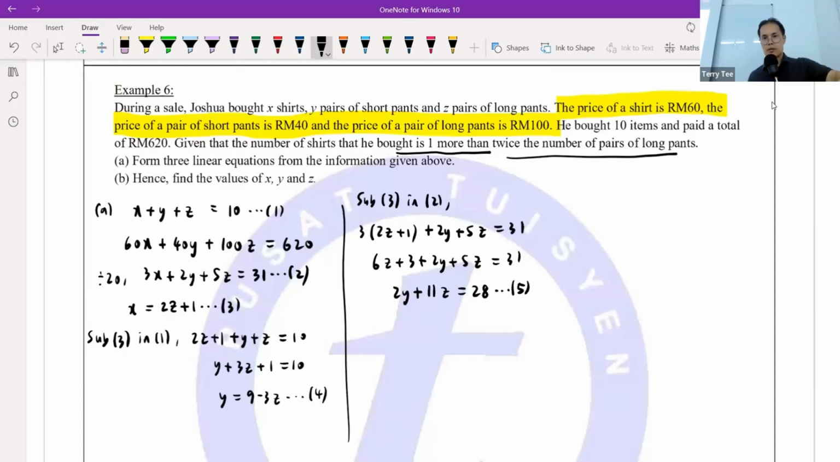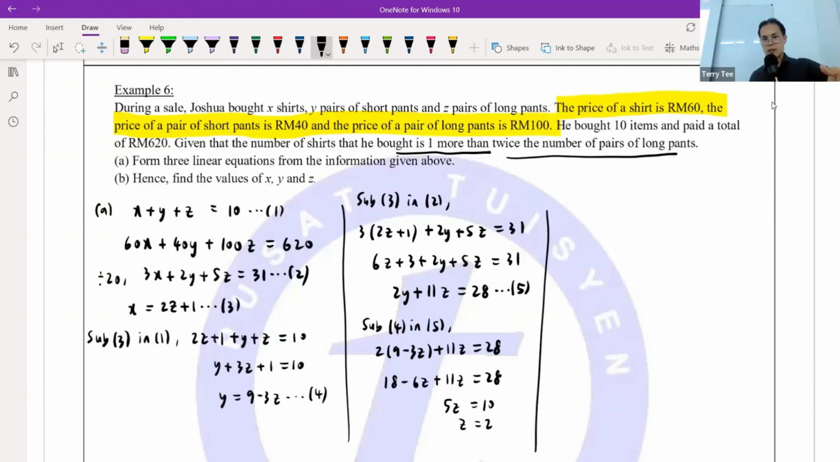Equation number 5. Now what do you do? You sub equation 4 inside equation 5. Your y is 9 minus 3z, plus 11z equals 28. 18 minus 6z plus 11z equals 28. 11 minus 6 is 5. 28 minus 18 is 10. z is 2. I got my z, now I'm going to find my x and y, right?